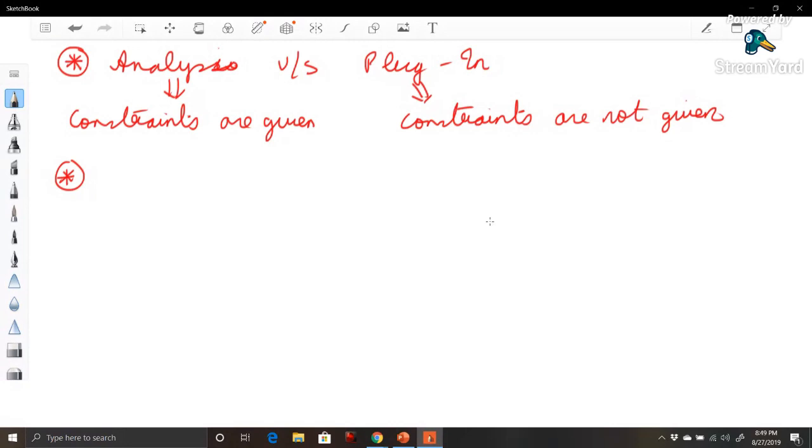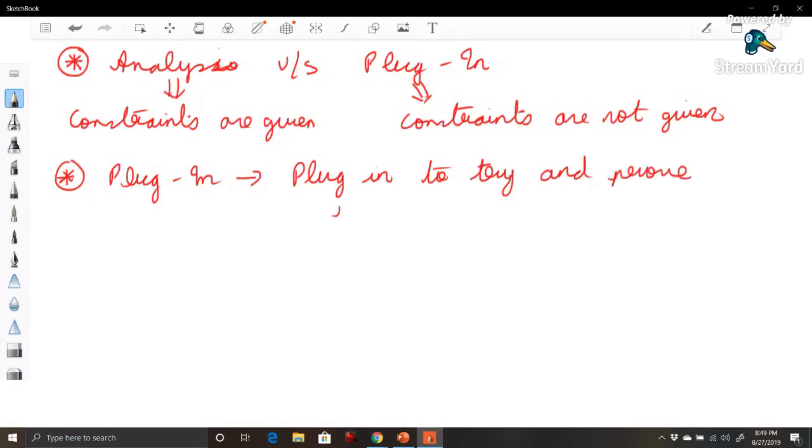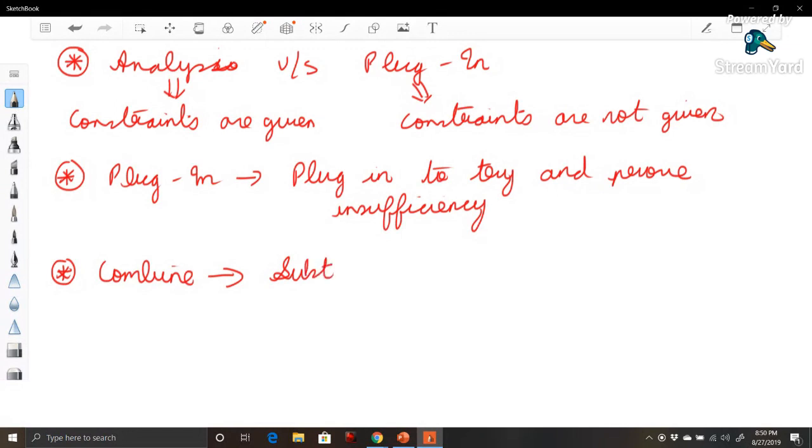Second, if you're plugging in, always plug in to try and prove the statement to be insufficient. Never try to prove sufficiency, always try to prove insufficiency. If in the process of trying to prove insufficiency, you're not able to, that's when you say that the statement is sufficient.